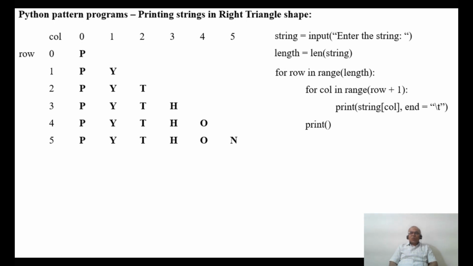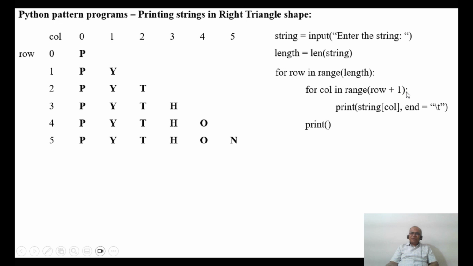Then for row in range of length, which is the rows 1, 2, 3, 4, 5, 6. What is the length of the string? The length of the string is 6. So for row in range 6. Then for column in range row plus 1. What is that? I am going to tell you at a later stage. For column in range of row plus 1.